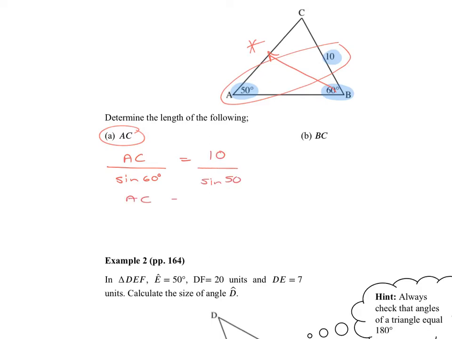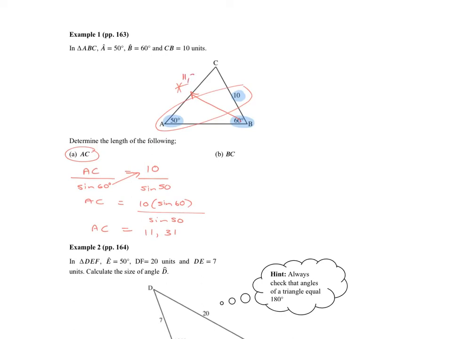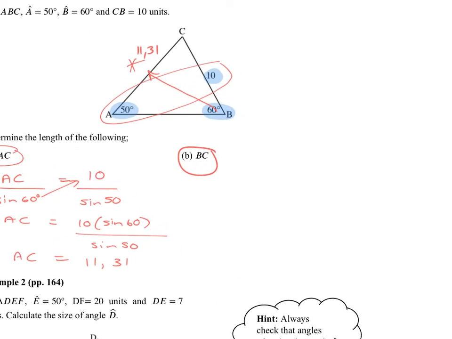Then we're going to rearrange just by multiplying that sine 60 across and then still dividing by the sine 50. So we get AC equal to 11,31 units. All right, so we got that 11,31 units. Now for side BC, you can't use Pythag. It's not a right angle triangle. So you also can't use your old style trig with opposite over hypotenuse. So this is needing the sine rule here.